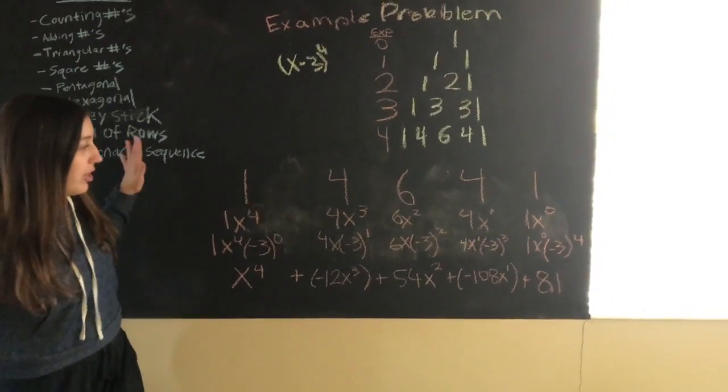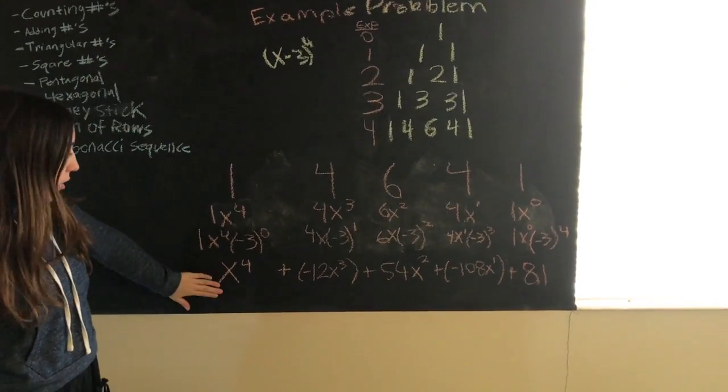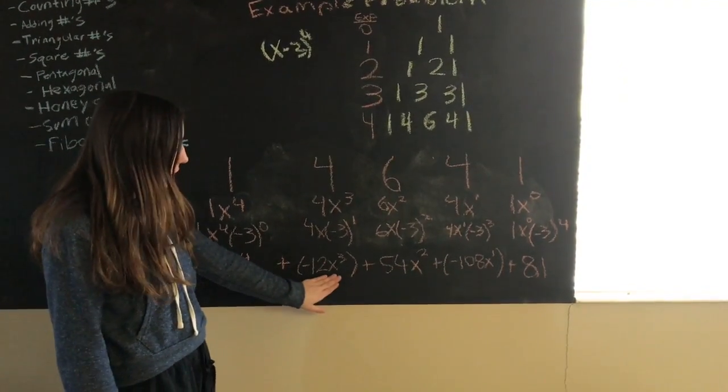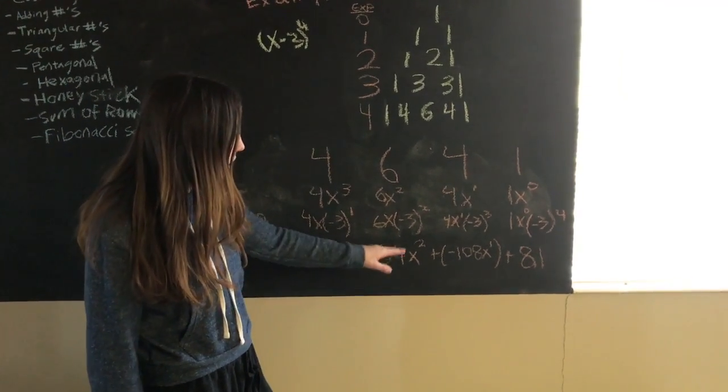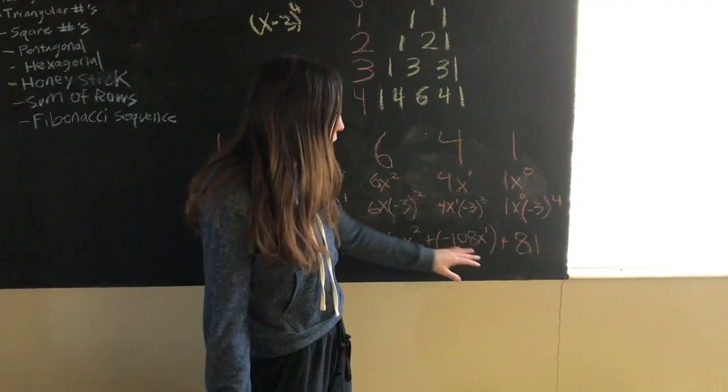The last step for this example problem would just be to simplify. So overall you end up with x to the 4th power plus negative 12x to the 3rd plus 54x squared plus negative 108x to the 1st power plus 81.